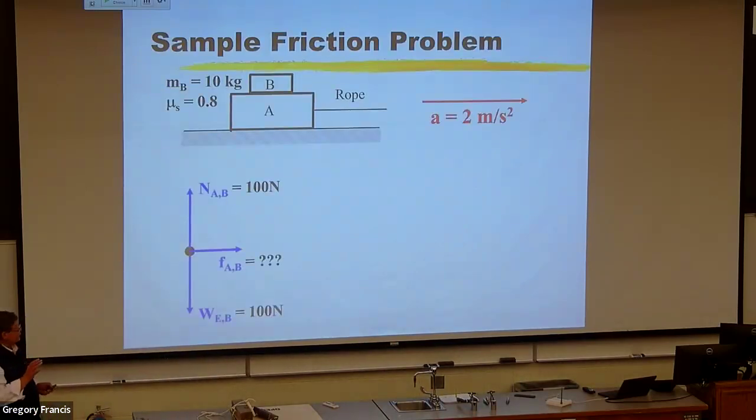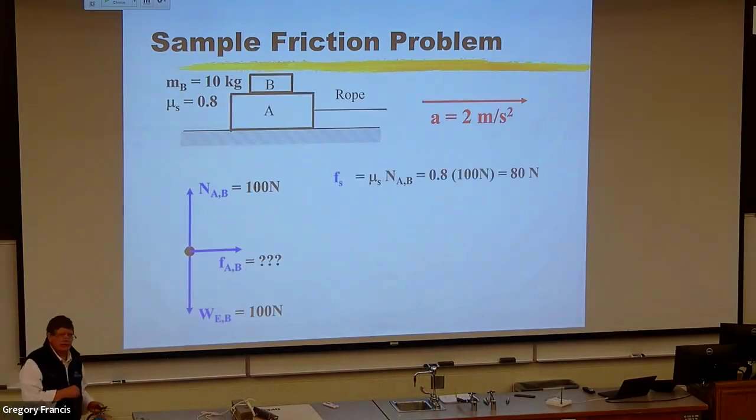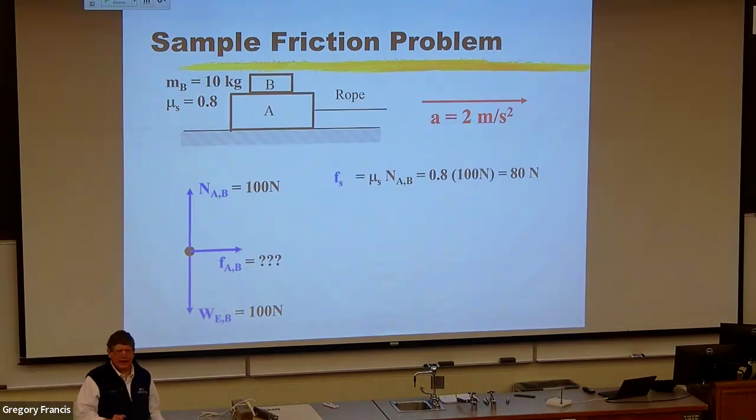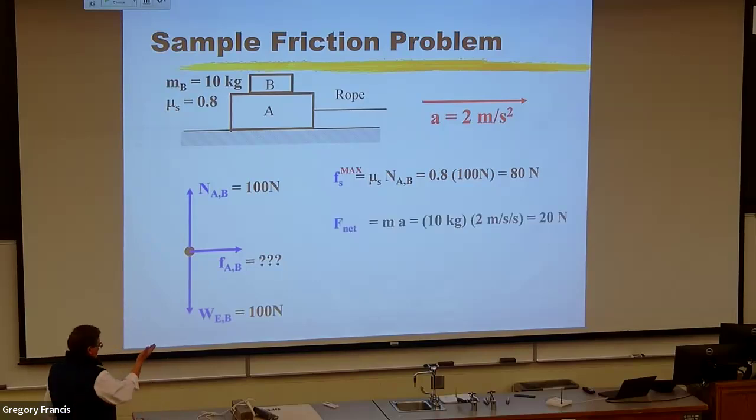Now, the people that chose 80 were using this formula for static friction. But that is not a formula for static friction. I repeat, that is not a formula for static friction. That's a formula for the maximum value of static friction. And block B is nowhere close to slipping off the back of block A. What we use is Newton's second law. This block has to accelerate to the right, so the net force is 20 newtons. 10 kilograms accelerating at 2 meters per second squared, 20 newtons.